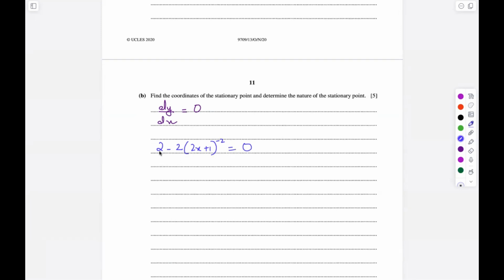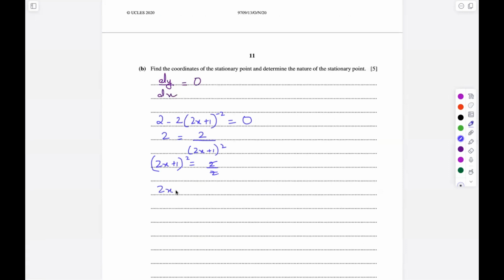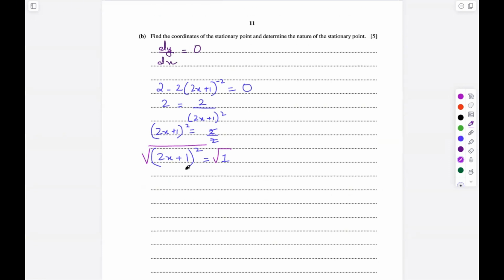Now to simplify this, we can take this to the right hand side to make it positive and bring the 2x plus 1 into the denominator. So that will become (2x plus 1) whole squared. Taking (2x plus 1) whole squared on the left hand side, we'll get (2x plus 1) whole squared is equal to 2 upon 2, and this will cancel out. So (2x plus 1) squared will be equal to 1. Now taking the square root on both sides, the square root of 1 gives plus minus 1.